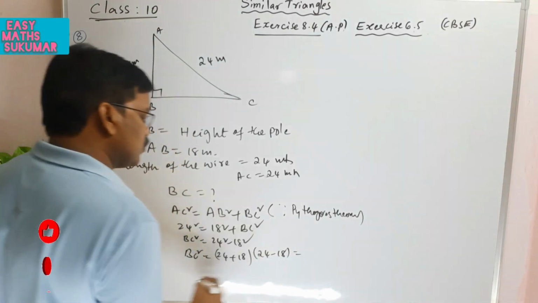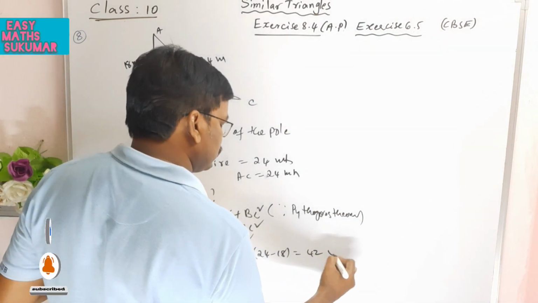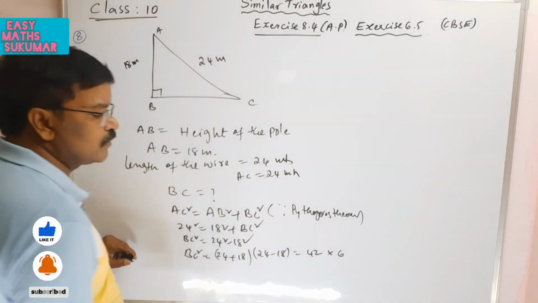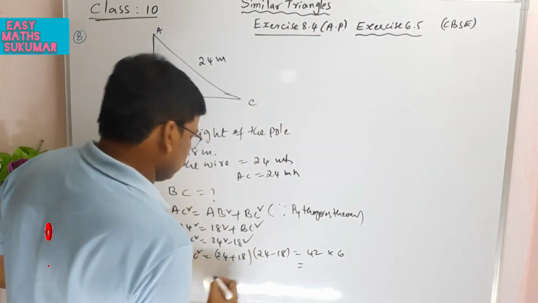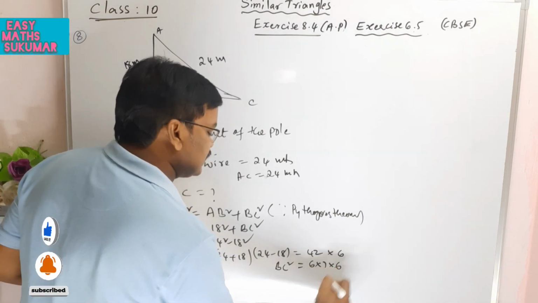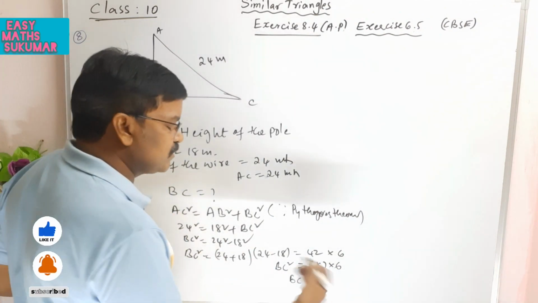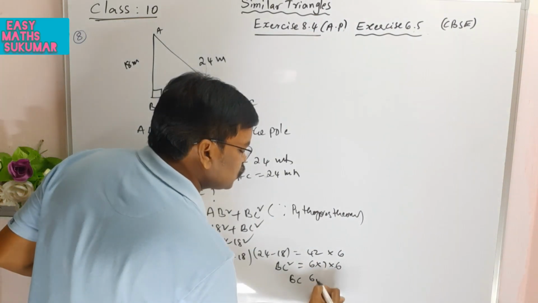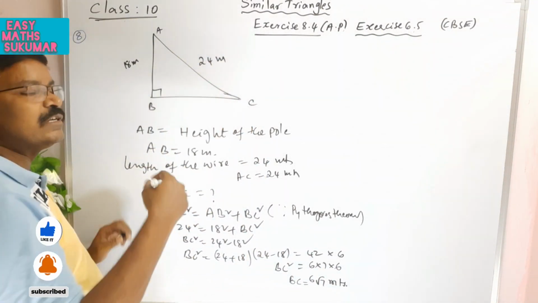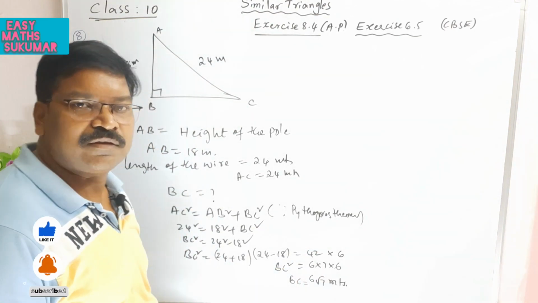So it is equal to 24 plus 18, that is 42, into 6. So BC square is equal to 6 into 7 into 6. That means BC is equal to, my dear students, 6 into 6, 36, so 6 into root 7 meters. So how far this wire is to be taut? That's 6 root 7 meters. Okay, right.